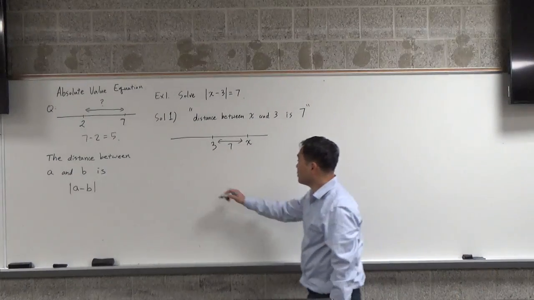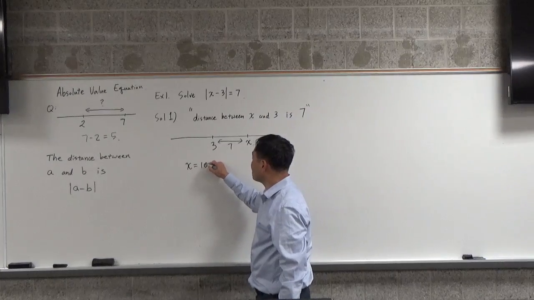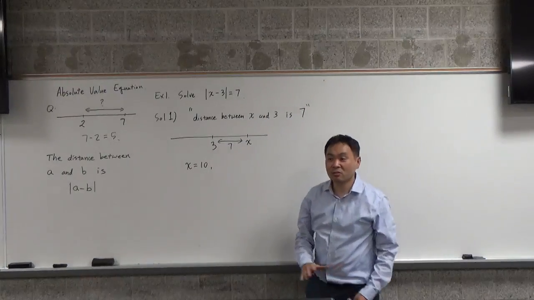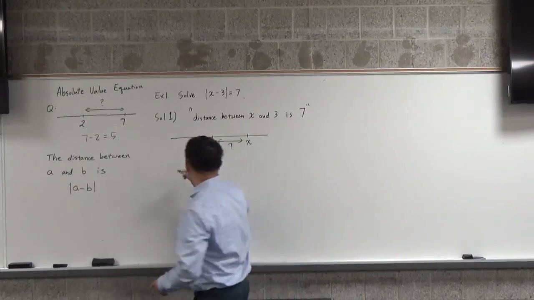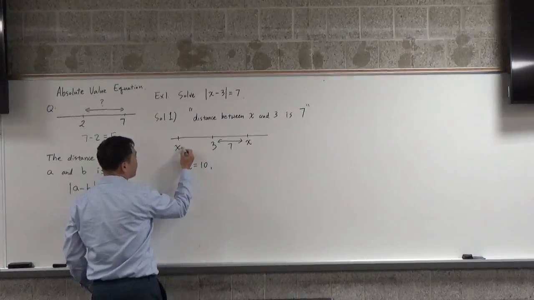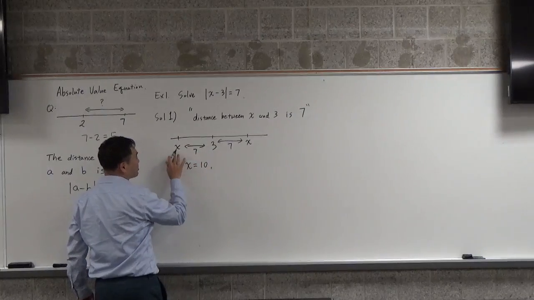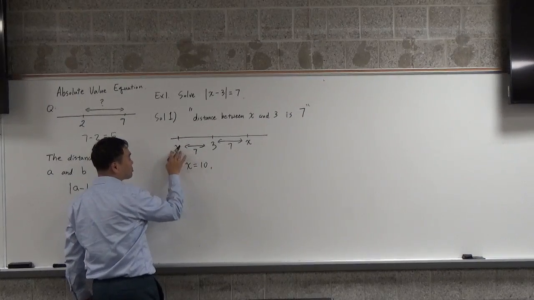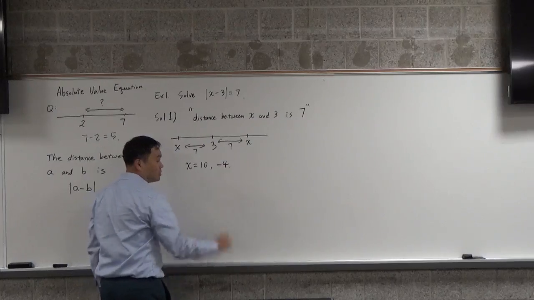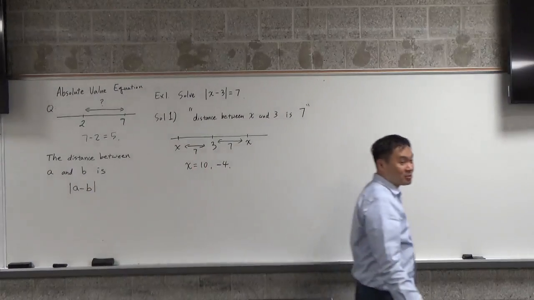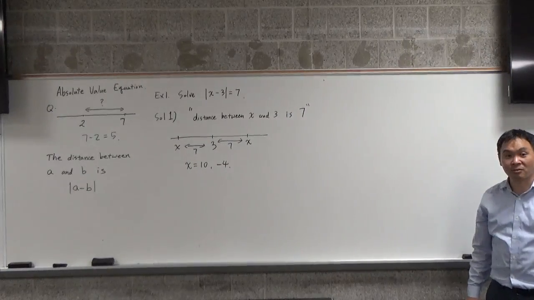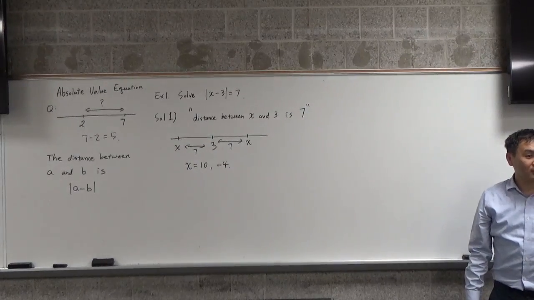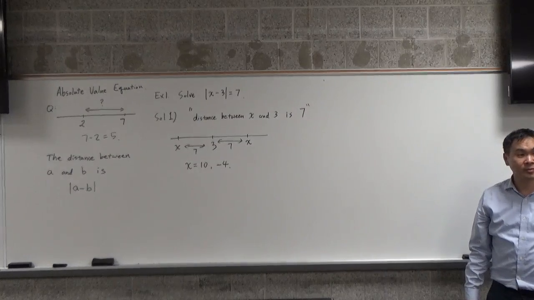10. Right? So we see that 10 is one possibility. But there's also another, yes? Negative 4. Yes. There's another possibility. X could be over here, and this distance could be 7 as well. In that case, you do 3 minus 7, so it's going to be negative. So there are two possibilities. You have 10 and negative 4. Okay? Are we all good?